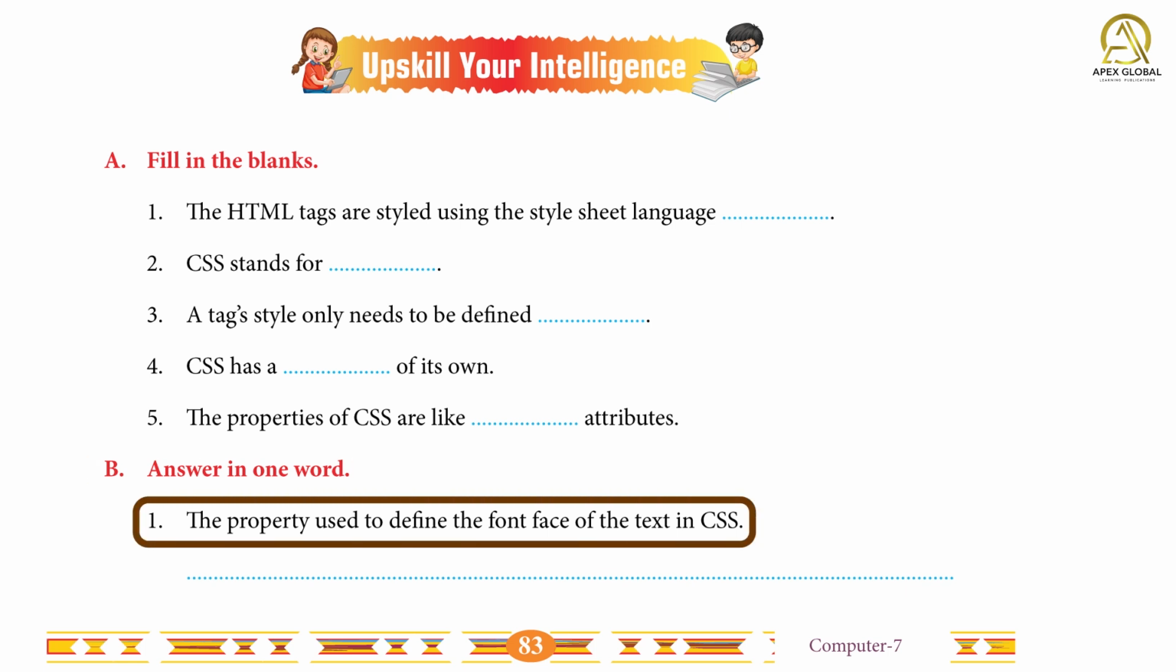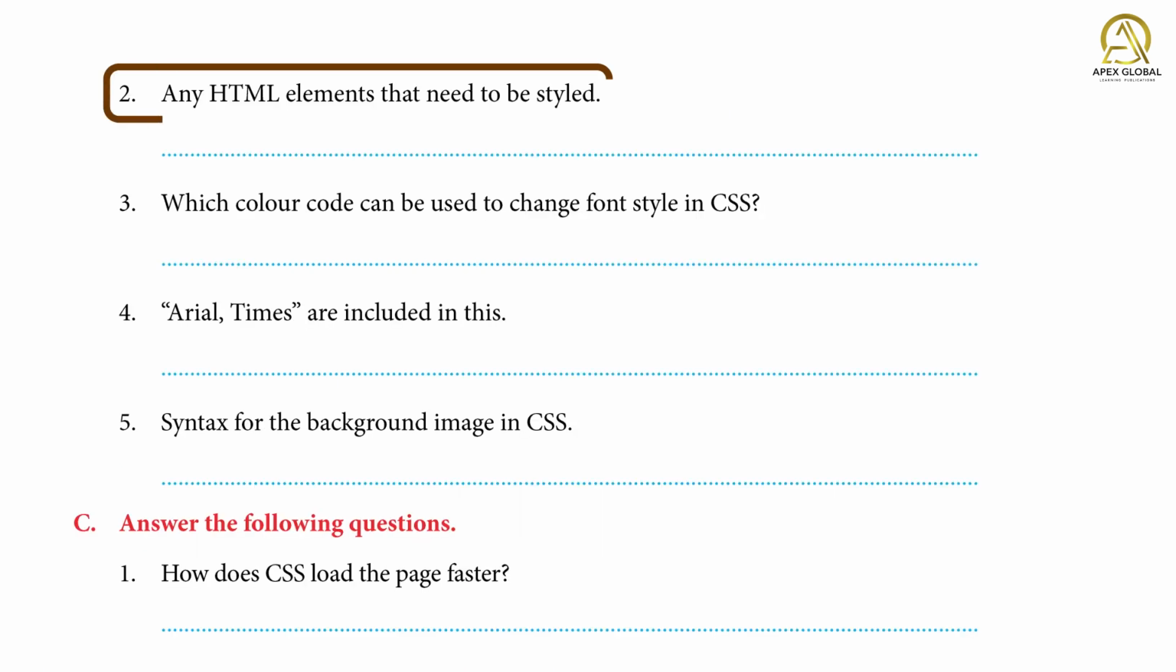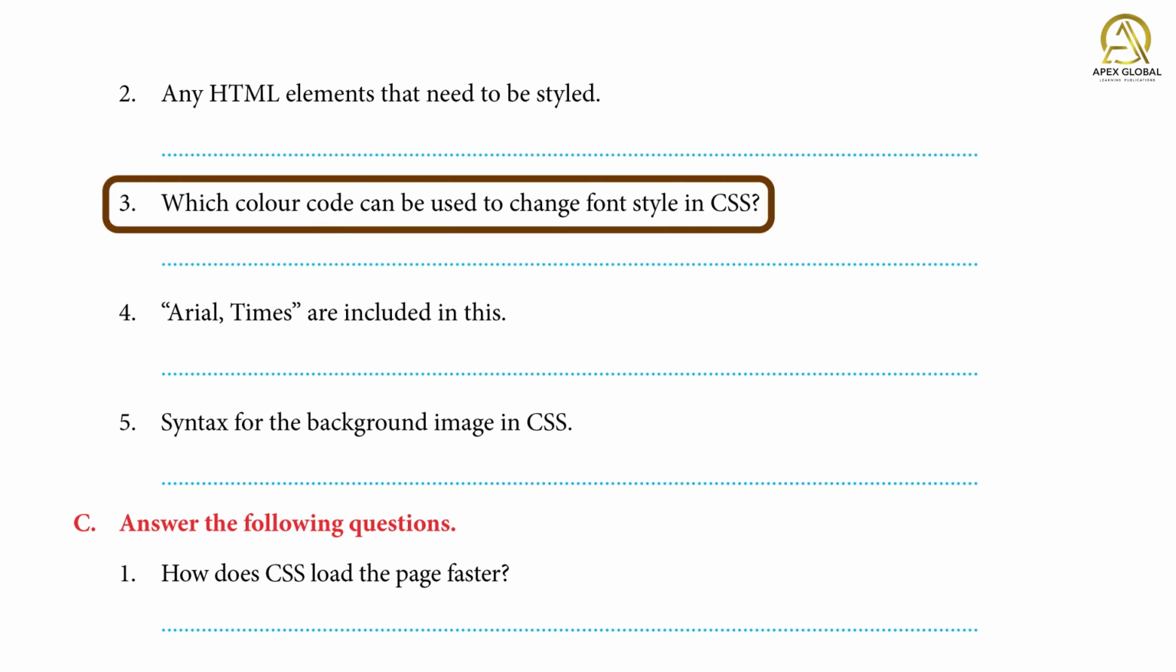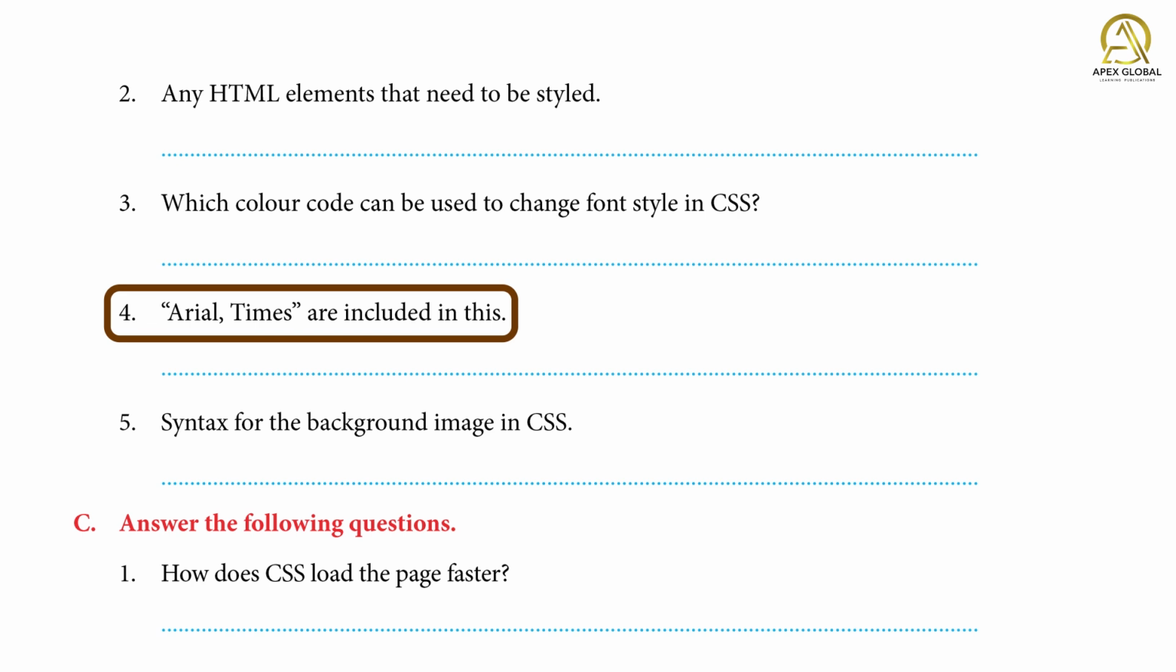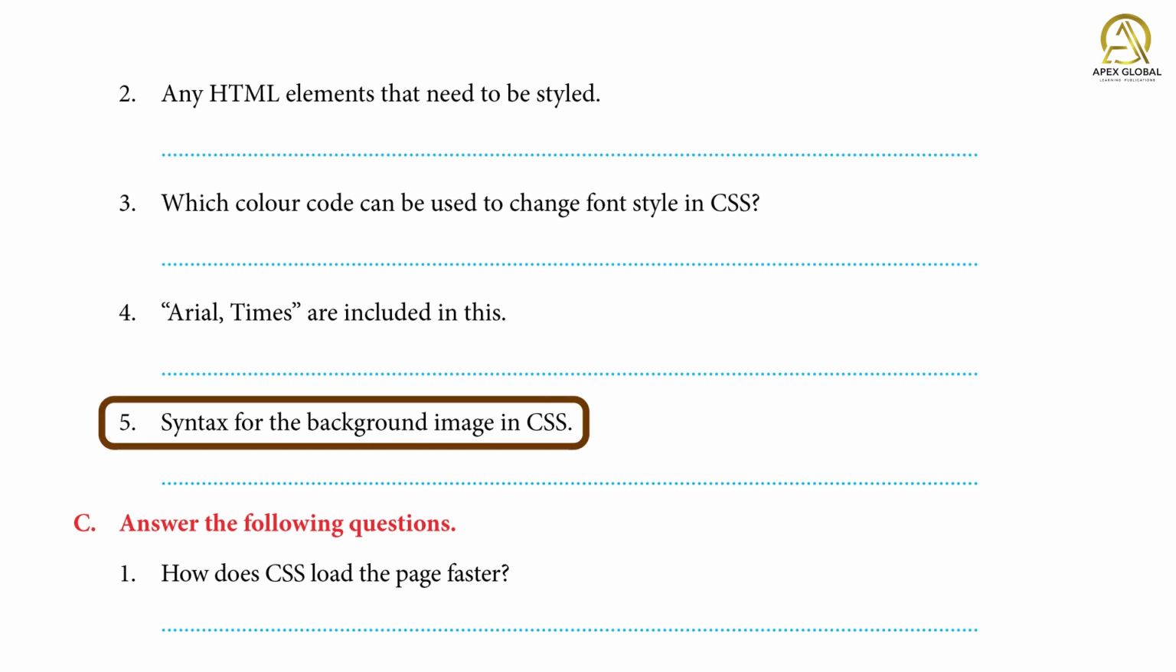B. Answer in one word. 1. The property used to define the font face of the text in CSS. Answer: CSS font face. 2. Any HTML elements that need to be styled. Answer: selector. 3. Which color code can be used to change font style in CSS? Answer: RGB color code. 4. Arial, Times are included in this. Answer: CSS font face family name. 5. Syntax for the background images in CSS. Answer: background-image: url(image name).